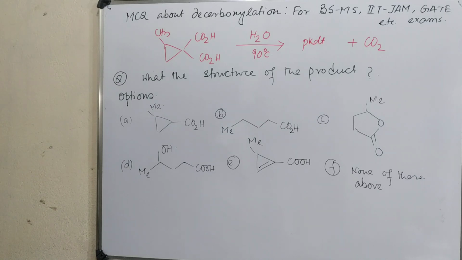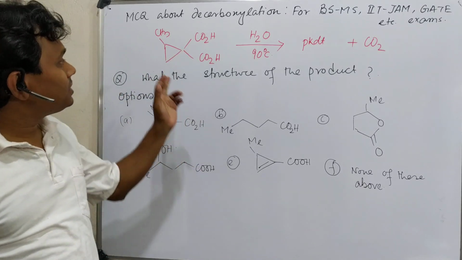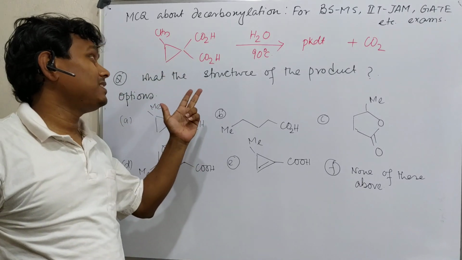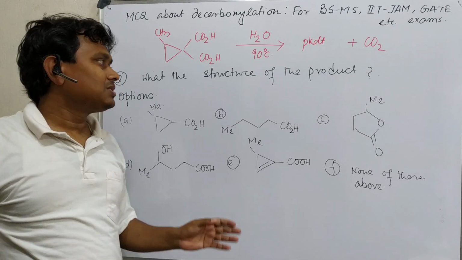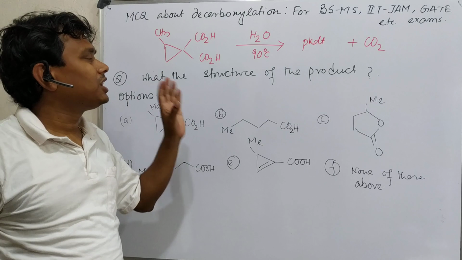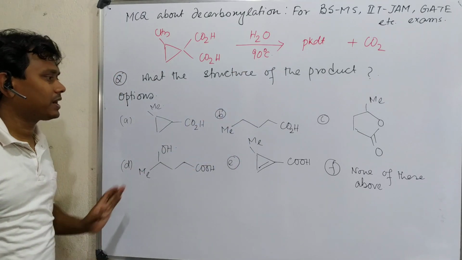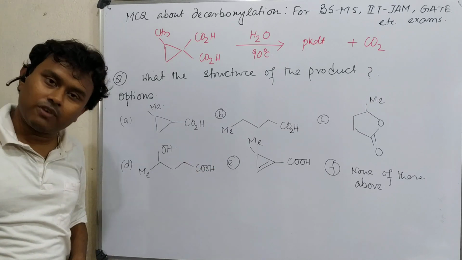So today we will discuss an MCQ about the decarboxylation process. It's a very unique MCQ. The molecule is a little different. This molecule undergoes decarboxylation and produces a product. The question is, what is the structure of the product? I have given six options, so you have to find out.